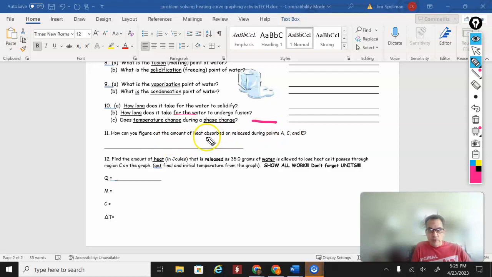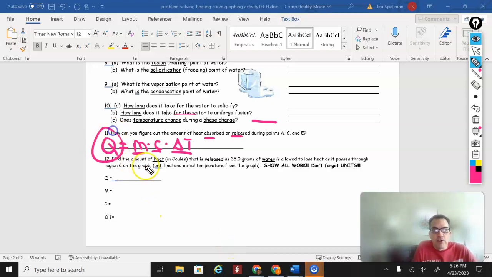11, how can you figure out the amount of heat absorbed or released? I'm not asking you to do this, but you'd use your formula. Q equals M times C times delta T. So you would need to know how much water you've got. You need to know your specific heat of the water, and you need to know your temperature change. And then you could determine the Q value for that.